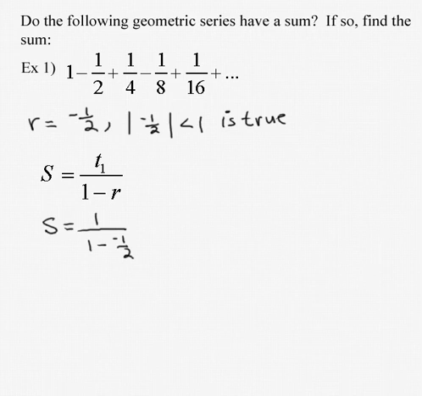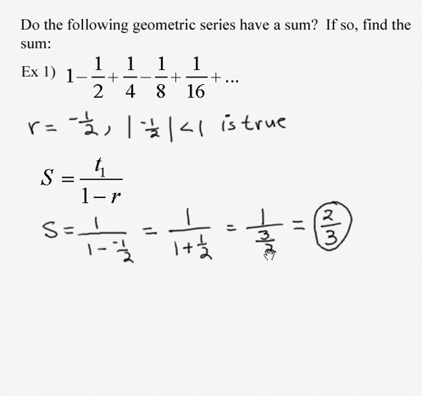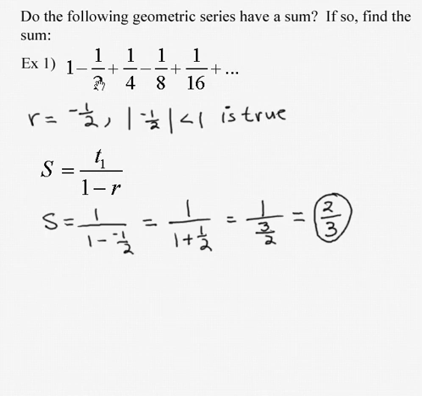Let's try to calculate it. Using the formula, the sum of the infinite number of terms of a geometric sequence is defined as the first term divided by 1 minus the common ratio. First term here is 1, and the common ratio is -1/2. Simplifying that, when you're subtracting a negative, that's the same as adding a positive. 1 plus a half is 3 halves. 1 divided by 3 halves. Remember, we can't divide by a fraction, so instead we multiply by its reciprocal. 1 times 2/3 is 2/3. So yes, this series has a sum, and it is 2/3.